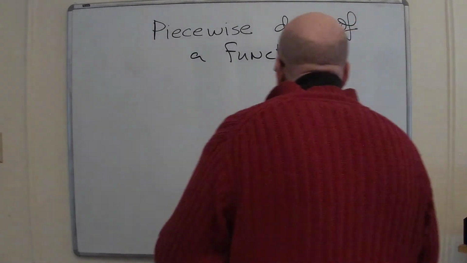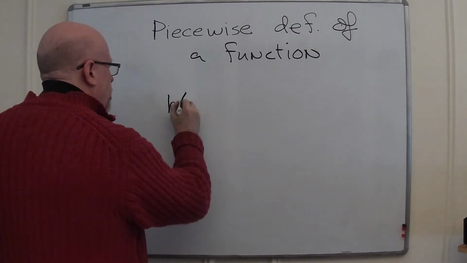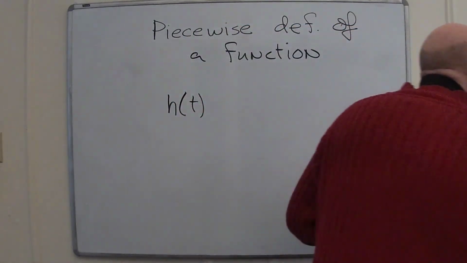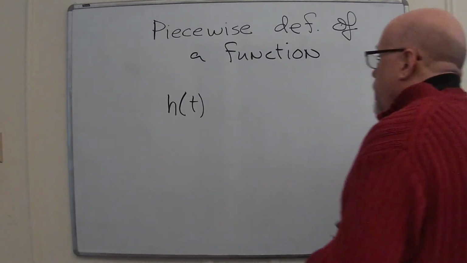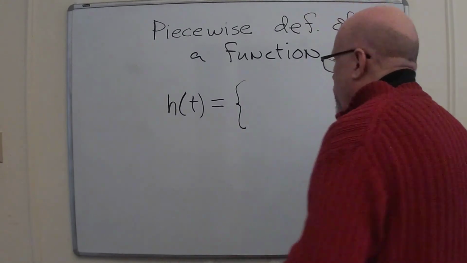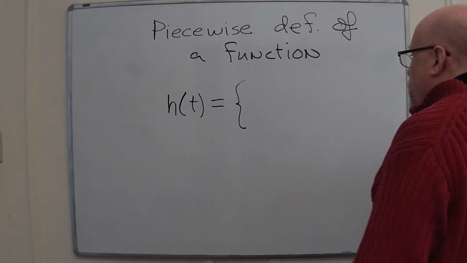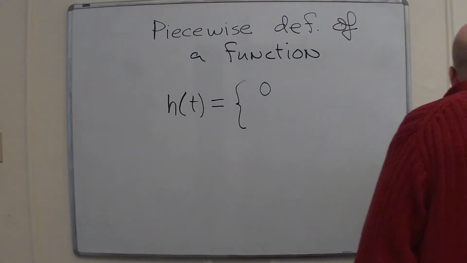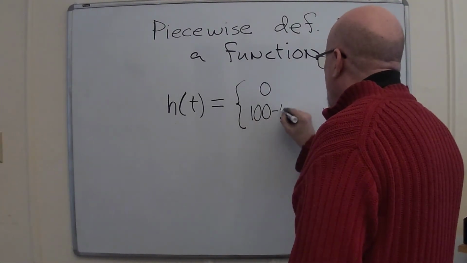Okay. So I'm going to give you a function that's the height of a little toy rocket as a function of time. And there are two different places where we have two different formulas. So what we do to denote that is write a giant curly brace, the same curly braces as for sets, but big. And there are two options. One is 0, and the other is a slightly complicated formula involving t. It's 100 minus 5t squared.